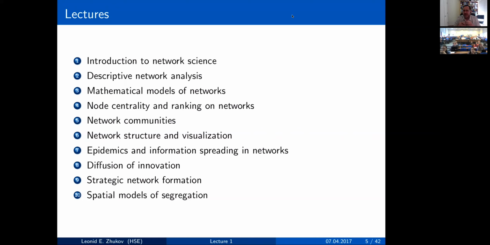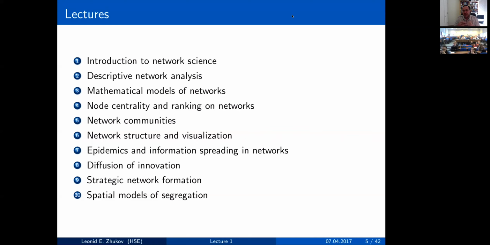Week 5, lecture 5 would be about network communities. So we're going to talk about what a community is and how to find who's in the network. Lecture 6 is about network structure and visualization of networks. So we're going to talk about ways to visualize a network and learn more about its structure.